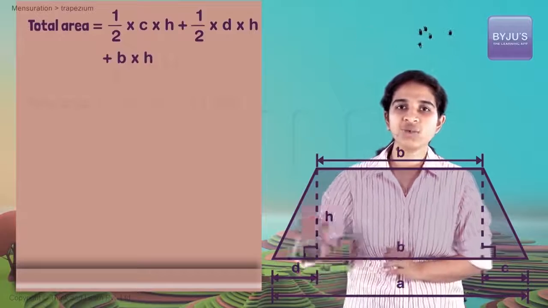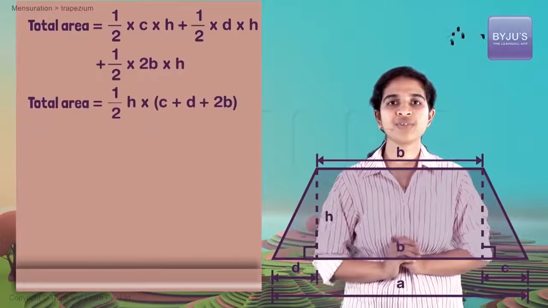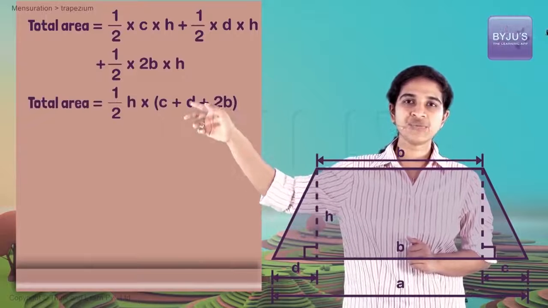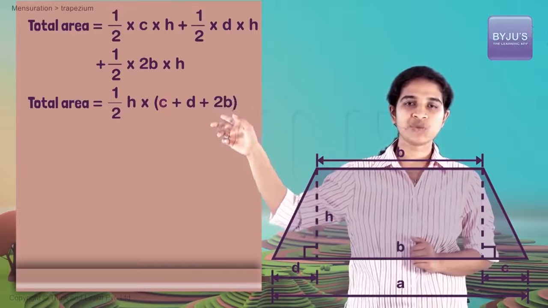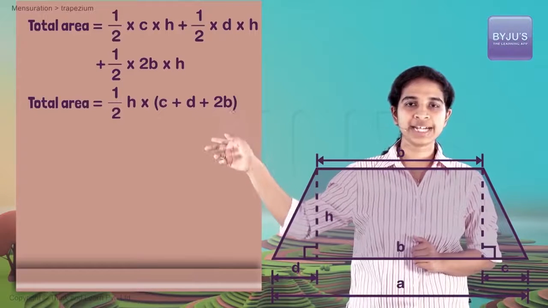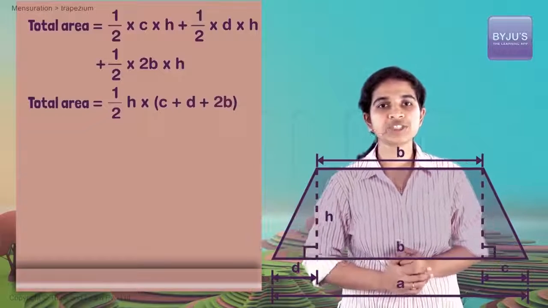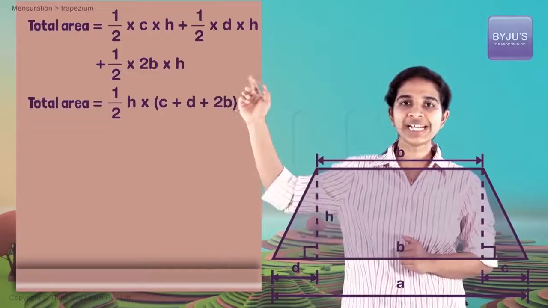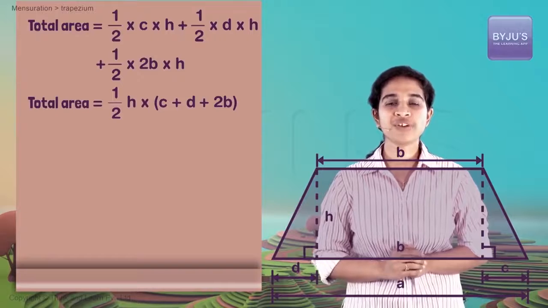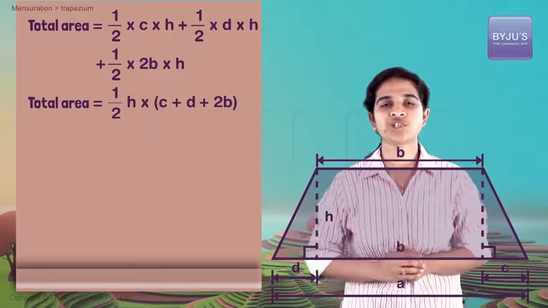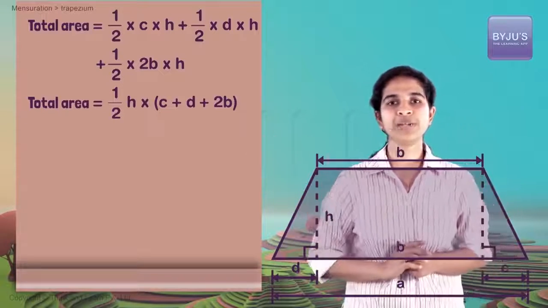Now you can see that you can take half into H common from them. If you take half into H common and outside, in the first term inside the bracket you'll be left with C. In the second term you'll get D. And in the third term you'll get 2 times B, because there's no half there. Instead of writing it as B into H, if I want to show half H, I can write it as half into 2 into B into H, right? That's why you get a 2B there.